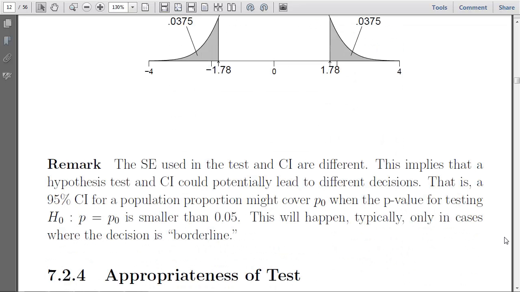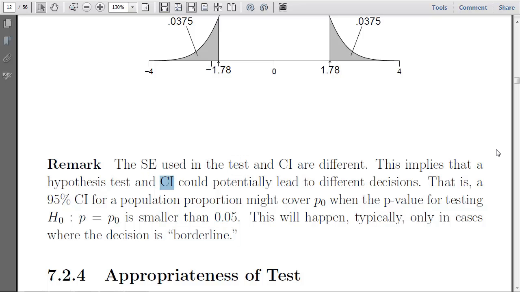All right. Just as a quick remark, because the standard error used in the hypothesis test and the confidence interval are different, right? The difference between using p-hat for the confidence interval and p-naught in the hypothesis test when we calculate the standard error, it's possible for borderline cases where you've got p-values that are close to 0.05, for example, that the decision between your hypothesis test and whether or not the hypothesized value falls in the confidence interval can actually contradict.